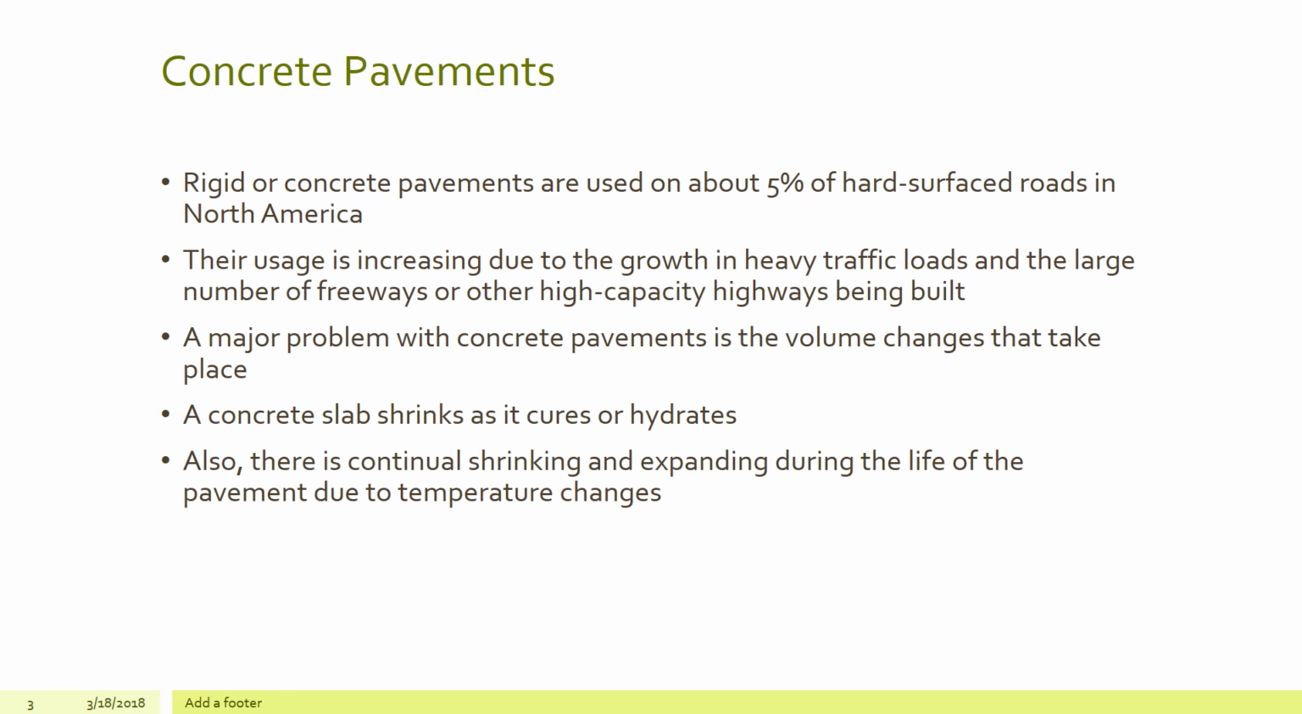And we see this at different times. You'll see some concrete pavement machines on the roadways. Depending on who specs it out and what type of surface is being used, we have either asphalt or concrete. A major problem with concrete pavement is the volume changes that take place. A concrete slab shrinks as it cures or hydrates. Also, there's continual shrinking and expanding during the life of the pavement due to temperature changes. And we also have to remember that concrete, even after it hardens, is going to absorb water and moisture.